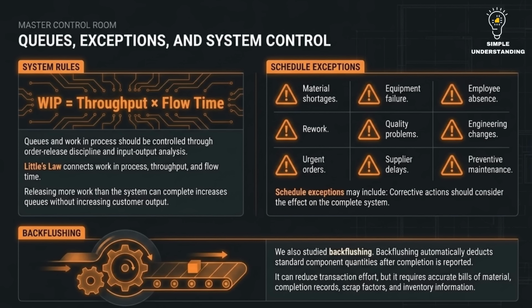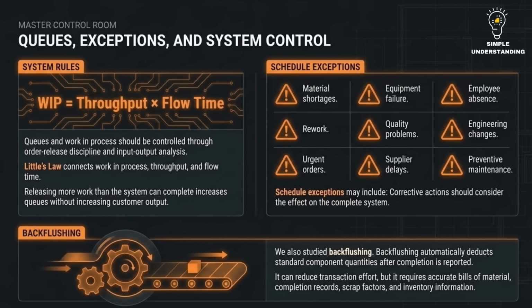Queues and work in process should be controlled through order release discipline and input-output analysis. Little's law connects work in process, throughput, and flow time. Releasing more work than the system can complete increases queues without increasing customer output. Schedule exceptions may include material shortages, equipment failure, employee absence, rework, quality problems, engineering changes, urgent orders, supplier delays, preventative maintenance, and corrective actions. Corrective actions should consider the effect on the complete system.